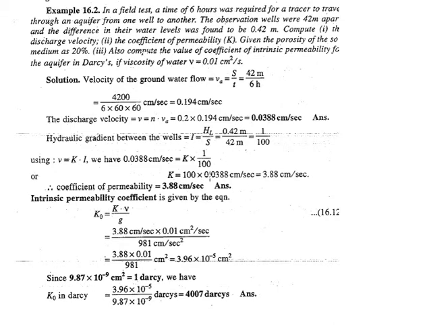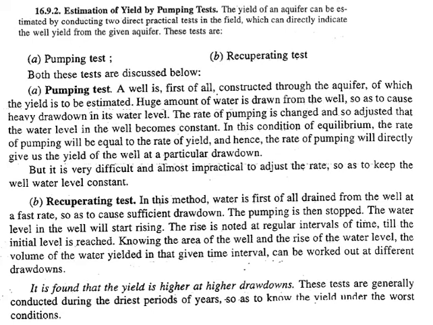Now from here we can calculate the coefficient of permeability, that is K. Since V and I are known, we can calculate the coefficient of permeability in centimeter per second. Now we have to calculate the coefficient of intrinsic permeability, that is K naught, which is equal to K times v over g. We know the value of all these things, just put in the values and calculate the coefficient of intrinsic permeability, and you can calculate its value as 3.96 into 10 to the power minus 5 centimeter square. So this was one method to estimate the yield from the given saturated formation.